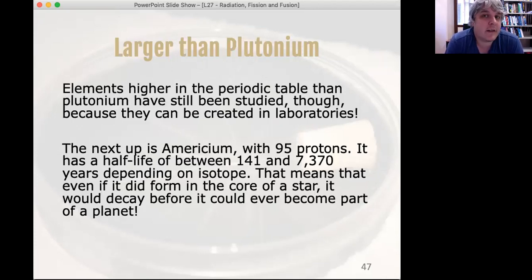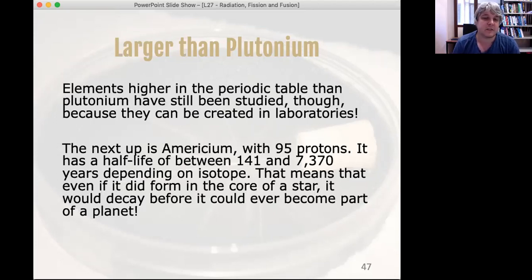But if it was created in a star, as all the other atoms that we ever encounter are naturally created, it would decay before it ever became part of a planet. That's not long enough for it to ever be used in creating a planet or anything else. So anything larger than plutonium won't exist.